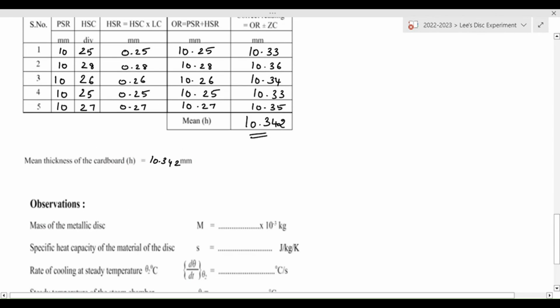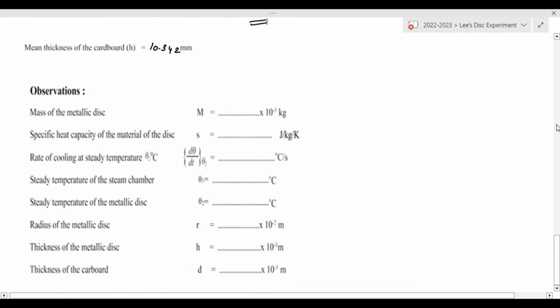In the calculation part, we are going to fill in all the observed readings. The mass of the metal disc will be provided. So what type of material is given? It will be provided in the manual itself. 850 grams, converted into kg. The specific heat capacity of the disc, S, is 385 joule per kg per Kelvin.